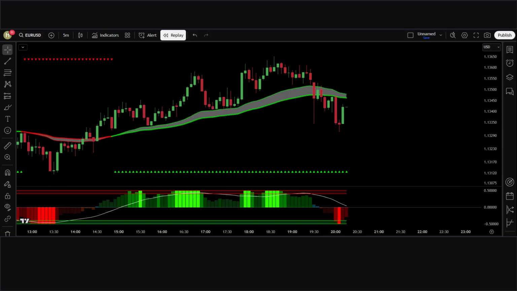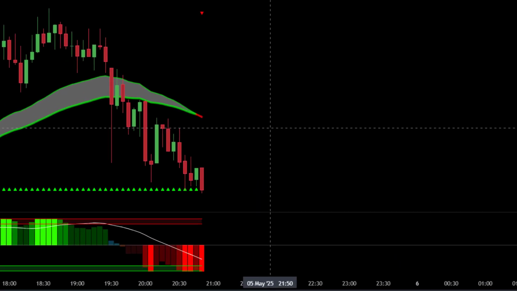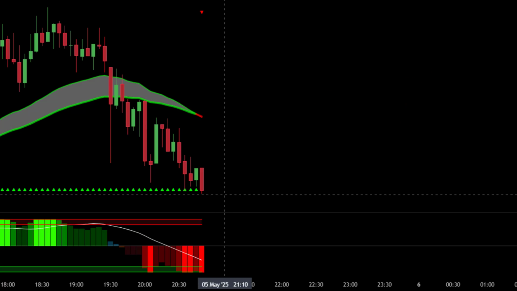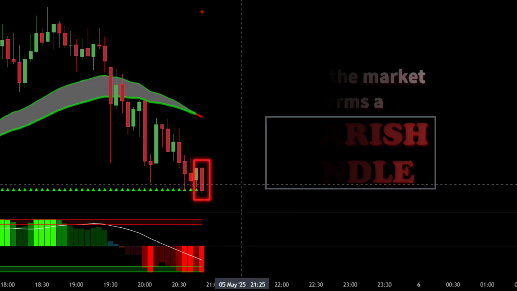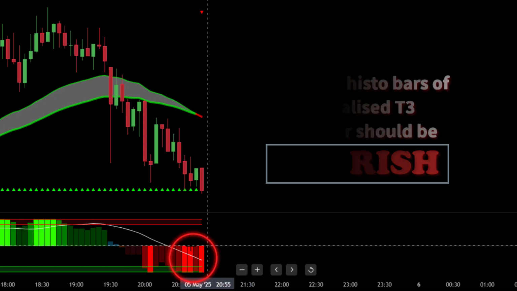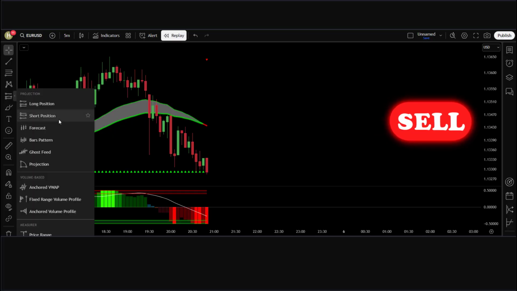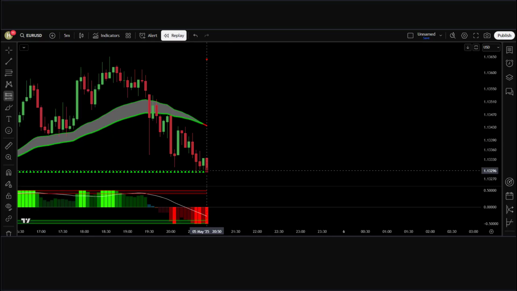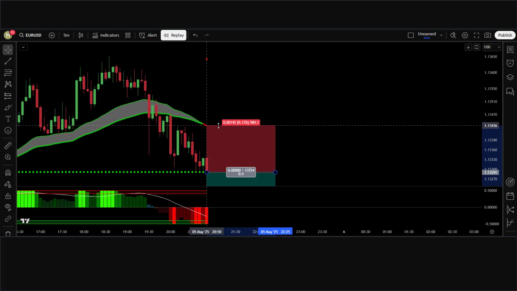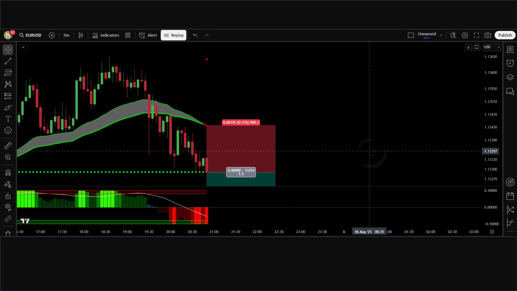Now, let's understand the concept where we will take buy and sell trades based on their conditions. When the CM Slingshot system indicator gives us a sell signal, when the market has formed a bearish candle, and when the histo bars of the Normalized T3 indicator are bearish, if this condition is fulfilled, then we will place a sell order. Our stop loss will be placed at the red slow MA of the Slingshot system indicator, and the risk to reward ratio will be 1:1.5.